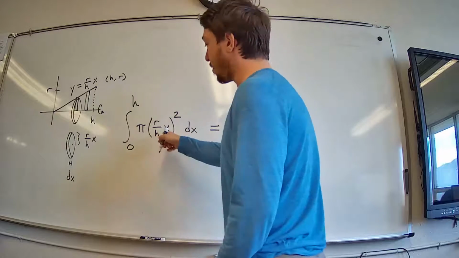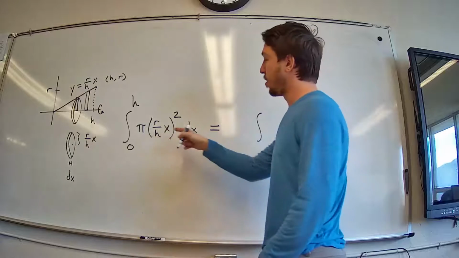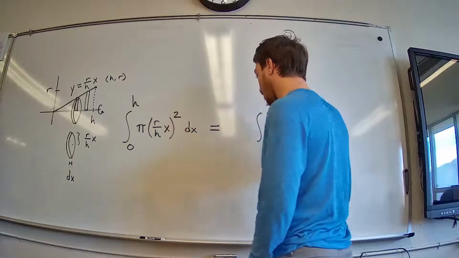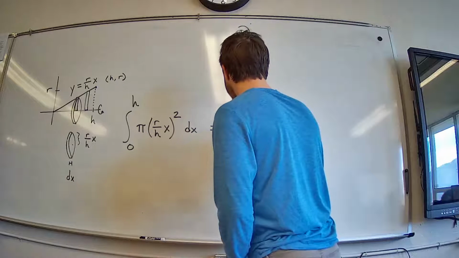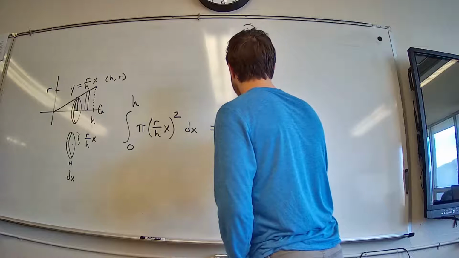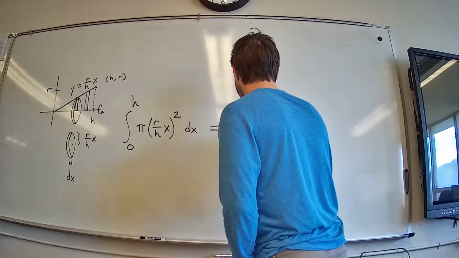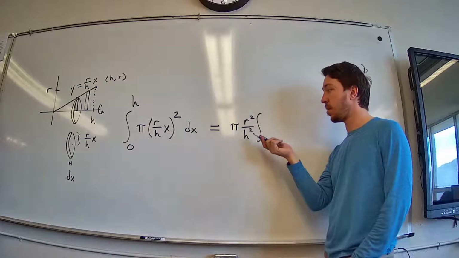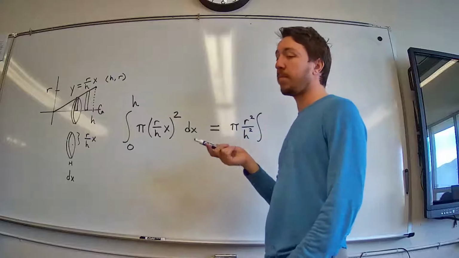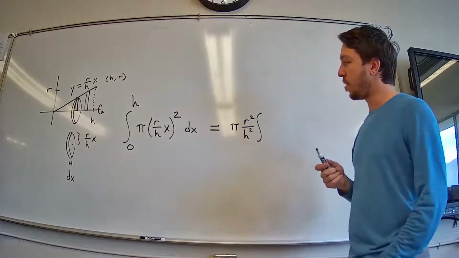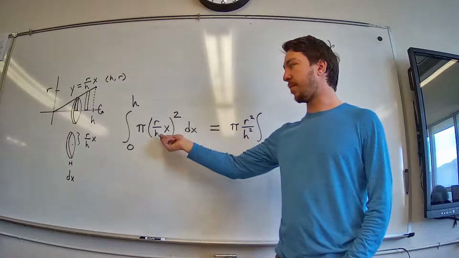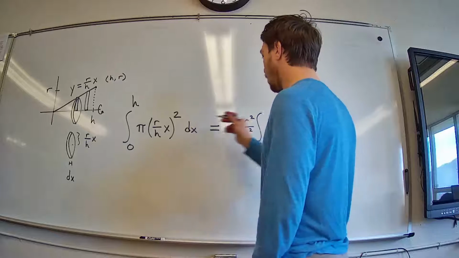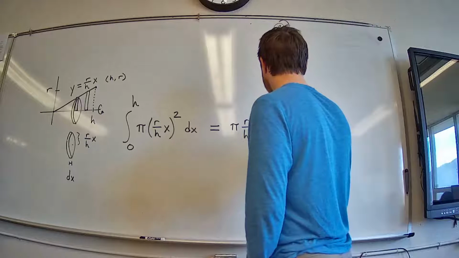Expand or square it. I'll have an r squared over h squared, and then a pi, and those can all live outside the integral. Do we feel good about that? Why can the r squared go out? Because they're constants. If this had been a 3 and a 7, we'd have 9 over 49, and we could take that out of the integral. Then what's left inside the integral is just an x squared.